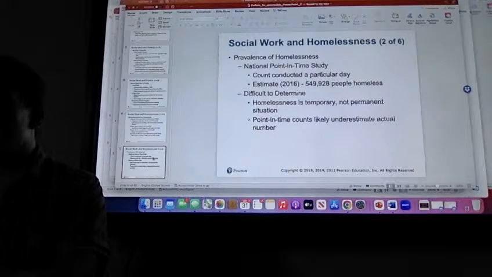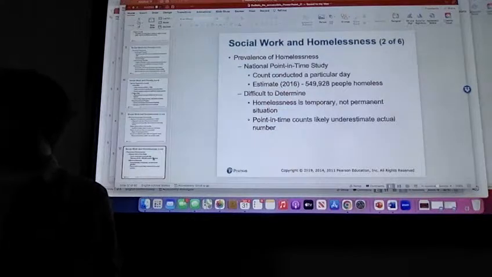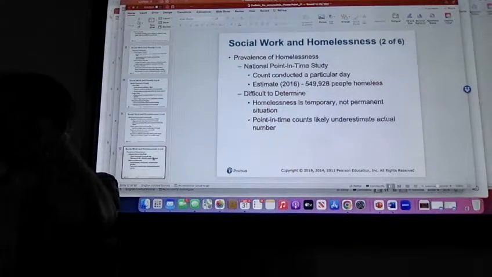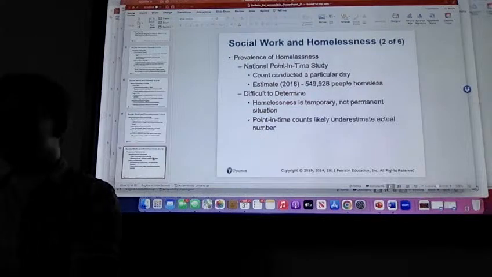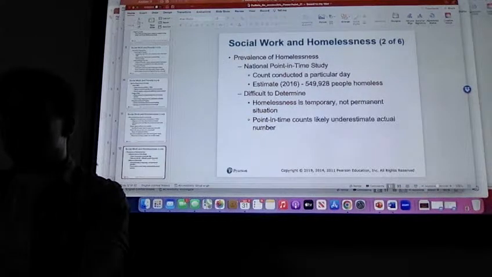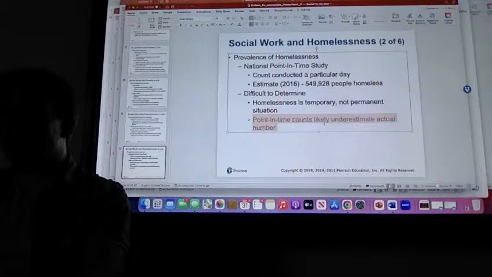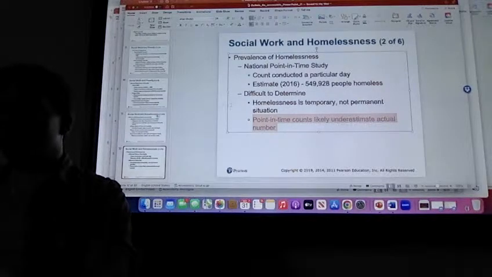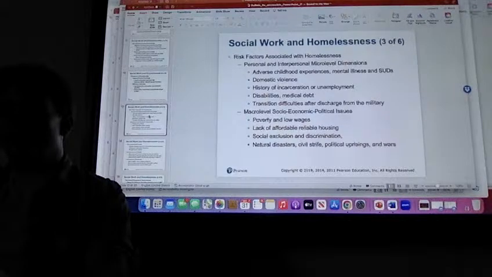The national point in time study counted, 7 years ago, more than 500,000 people homeless in the United States. But when they count them, it's hard because people could be living in their sister's basement. People could be living deep in the woods where you can't find them. So it's difficult to determine, and homelessness is temporary and not permanent. Point in time counts likely underestimate the actual number because it's hard to find them all. So, some of the risk factors with homelessness.